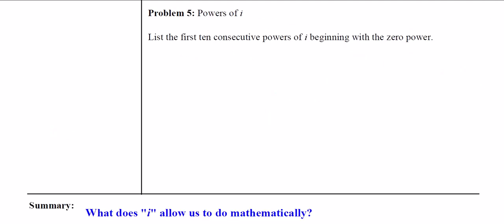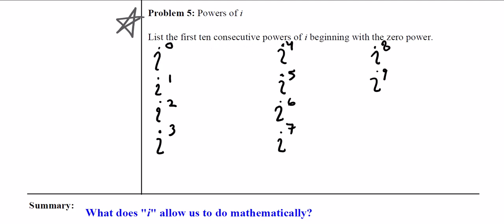Problem 5 is a very important problem. This is going to help us figure out a lot of things in the future. So we're going to write the first 10 consecutive powers of i, beginning with the power of 0. So here are the first 10. You're thinking, what about i^10? We start with 0, so that's 1, 2, 3, 4, 5, 6, 7, 8, 9, 10. And we're going to prove what all of these are equal to.